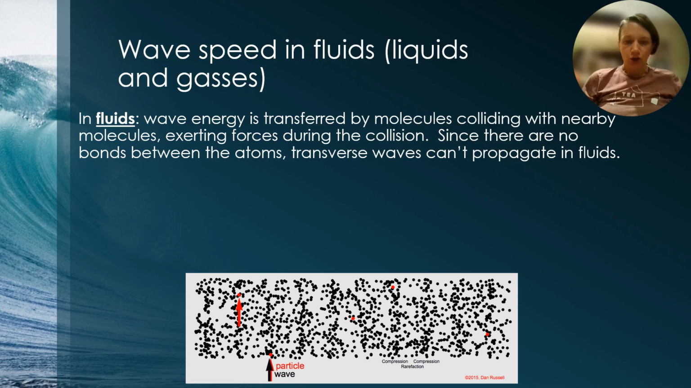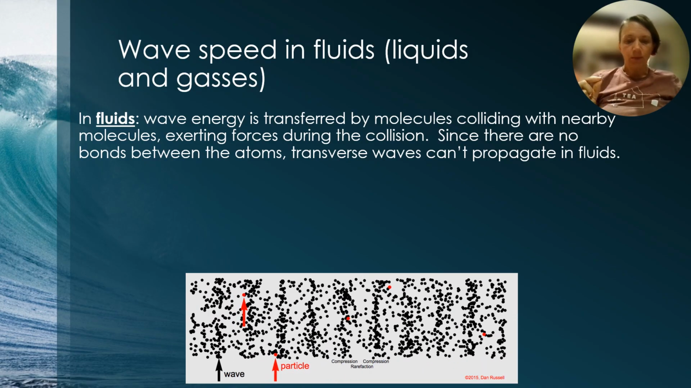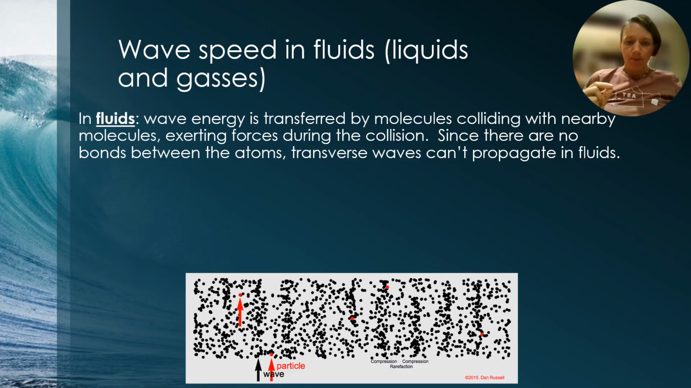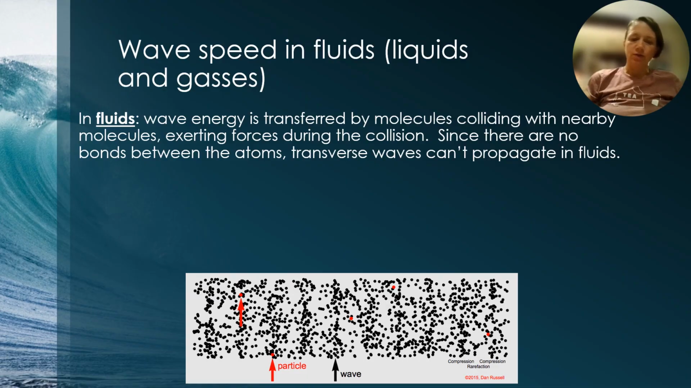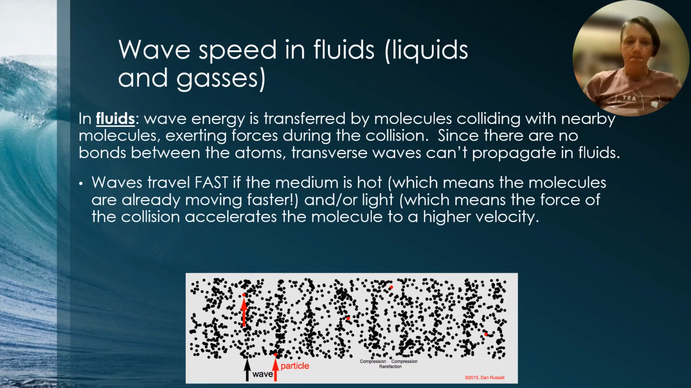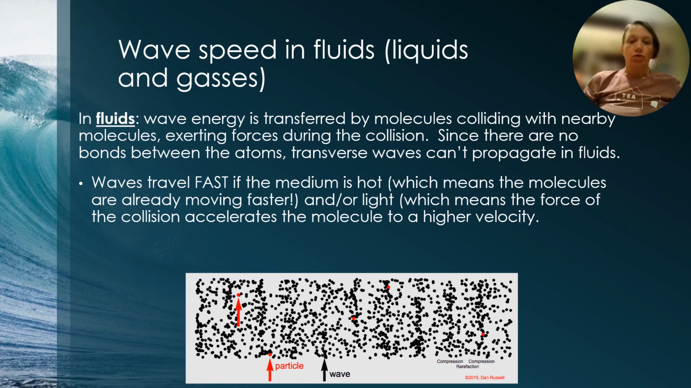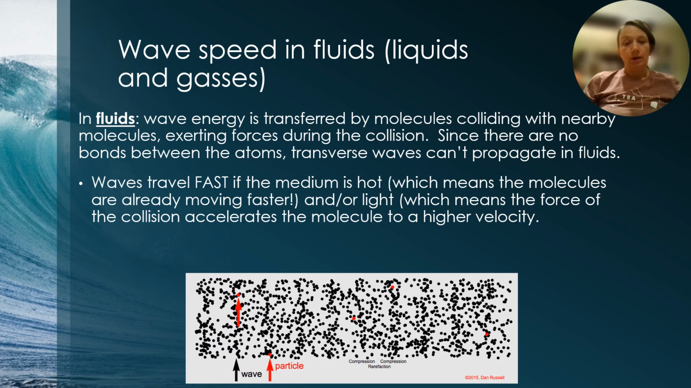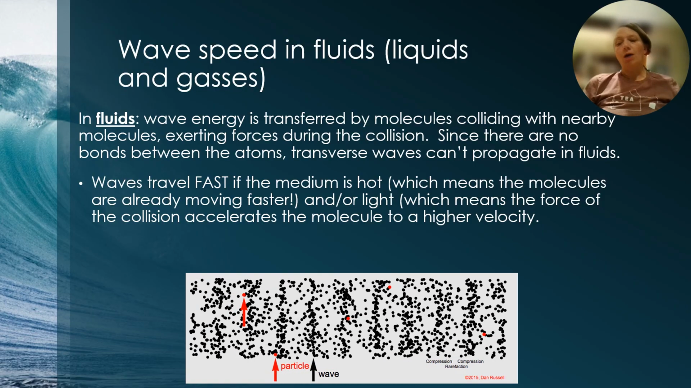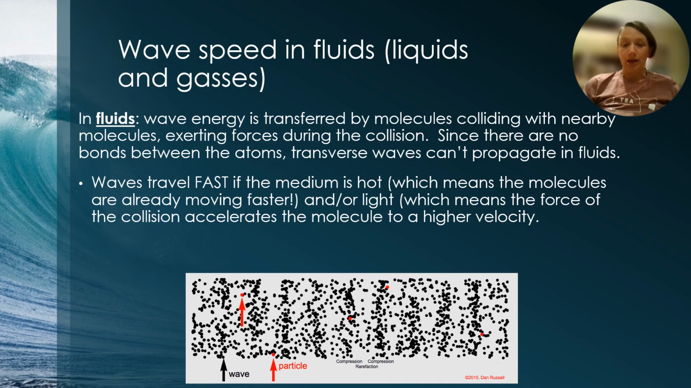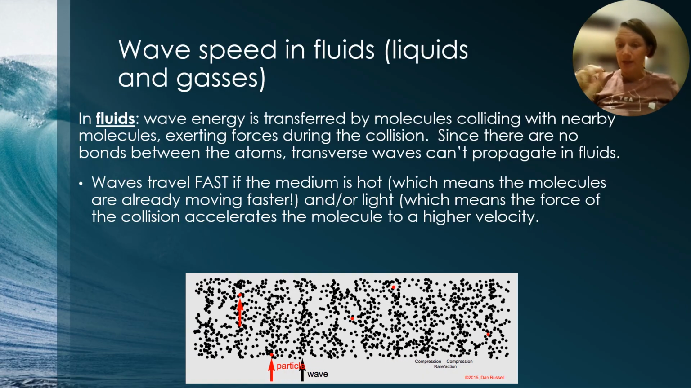Here's an image showing how this sort of works. If you watch one of those little particles shown in red, you can see that it bumps against other particles, and in that process of colliding, transfers the wave energy from one side to the other. In a fluid medium, the waves are going to travel faster if the medium is hotter. And the reason they do this, if you've taken chemistry already, is that you know that hot molecules are moving faster already. It basically means the individual molecules can collide with each other more often because they're flying around in that medium faster.